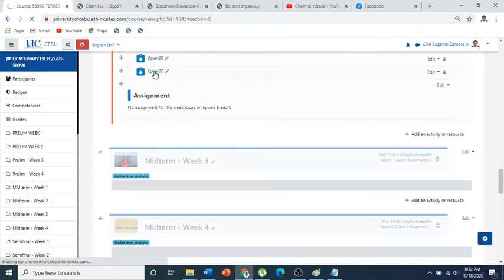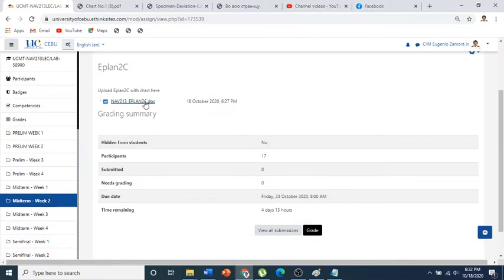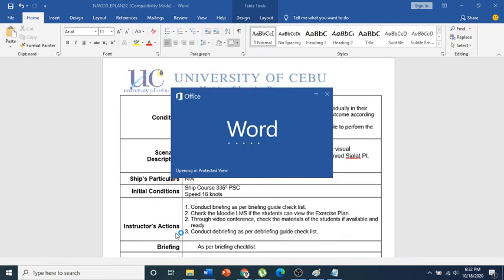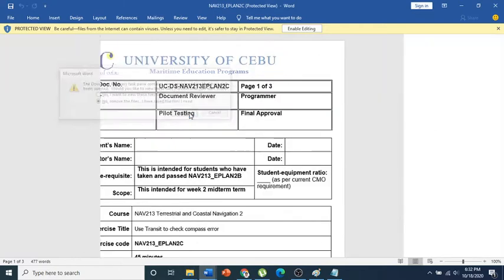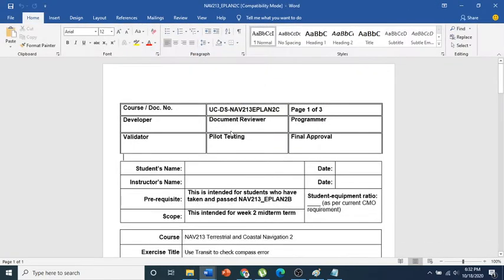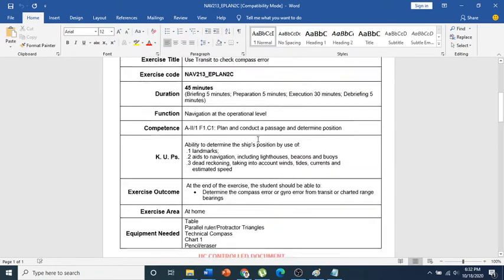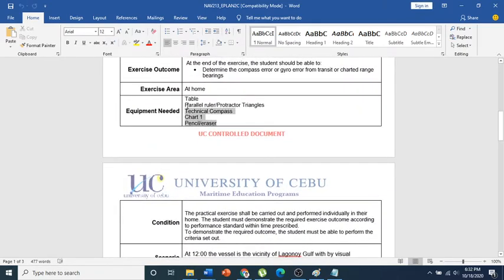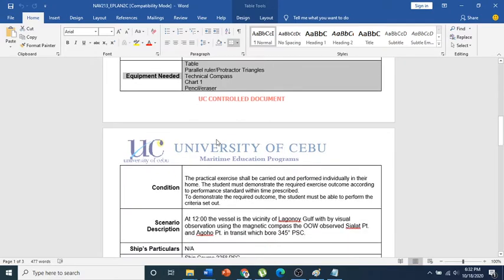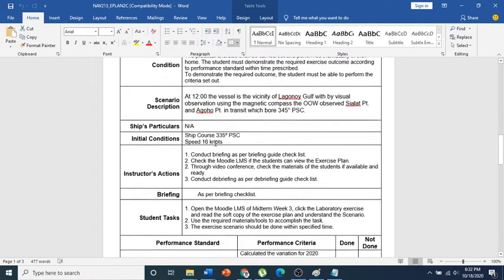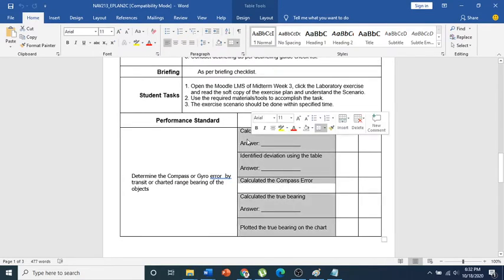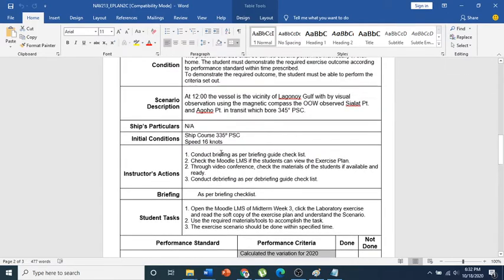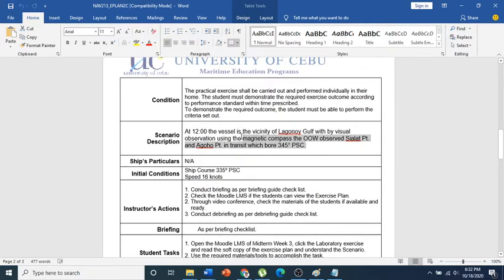So let's download the Eplan2C. This is Eplan2C. Again, you need to download it, print it, read it carefully and prepare the materials. I trust that you already have these materials because it's just the same as the previous exercise. Also read carefully the performance criteria because this is what I'm going to be needing on your end, and the most important part, the scenario description.